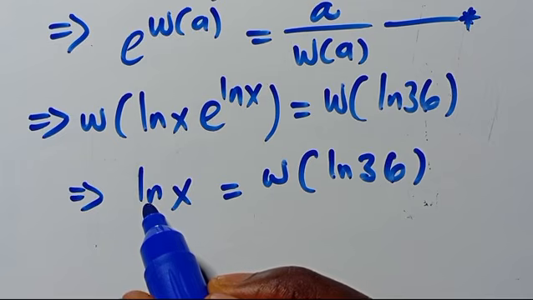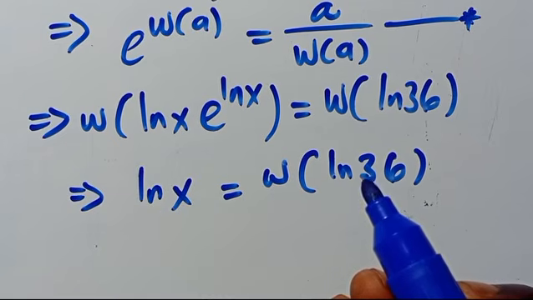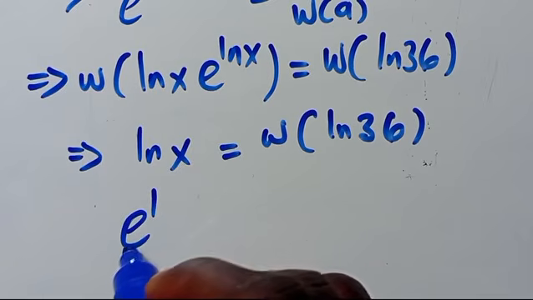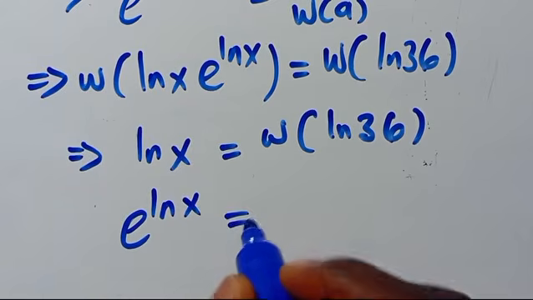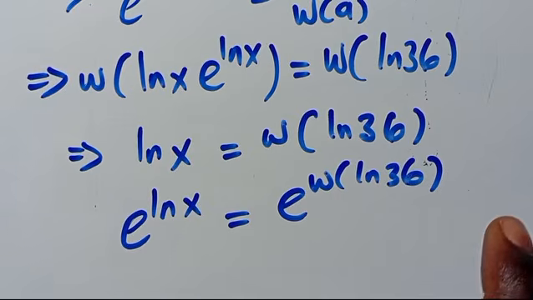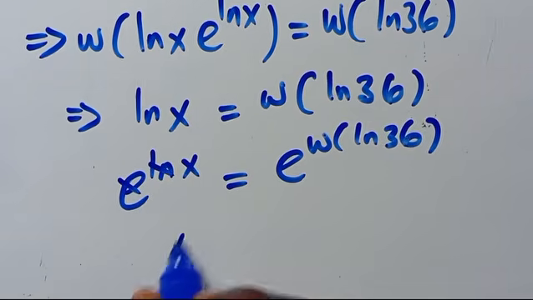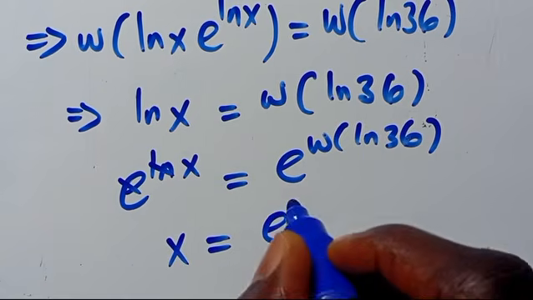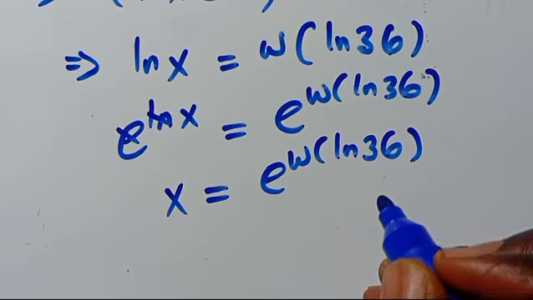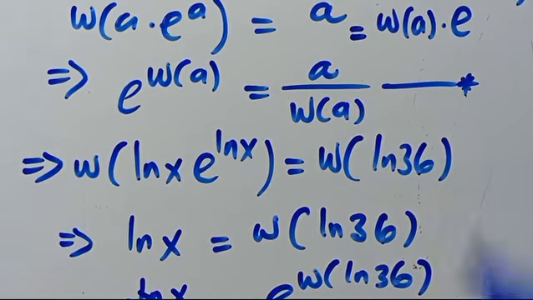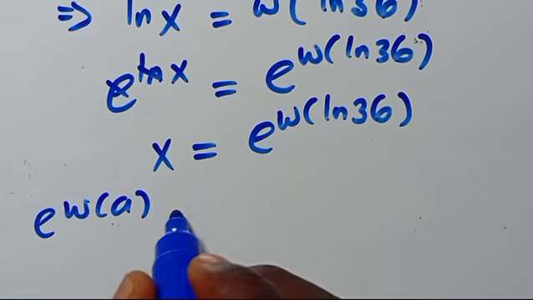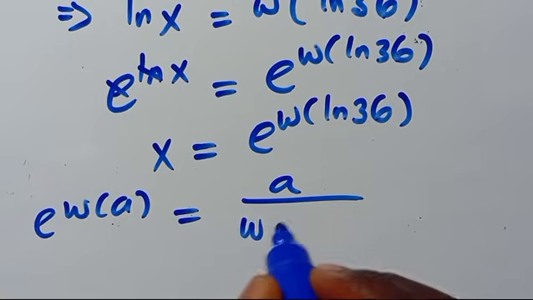Now, to eliminate this natural log, let's take the exponent of both sides. By taking the exponent of both sides, we have e to the power of ln of x equals e to the power of the Lambert W function of ln of 36. We told you this normally cancels, and this equals e to the power of the Lambert W function of ln of 36. Now, from here, let us recall from the equation star that e to the power of the Lambert W function of a equals a over the Lambert W function of a.